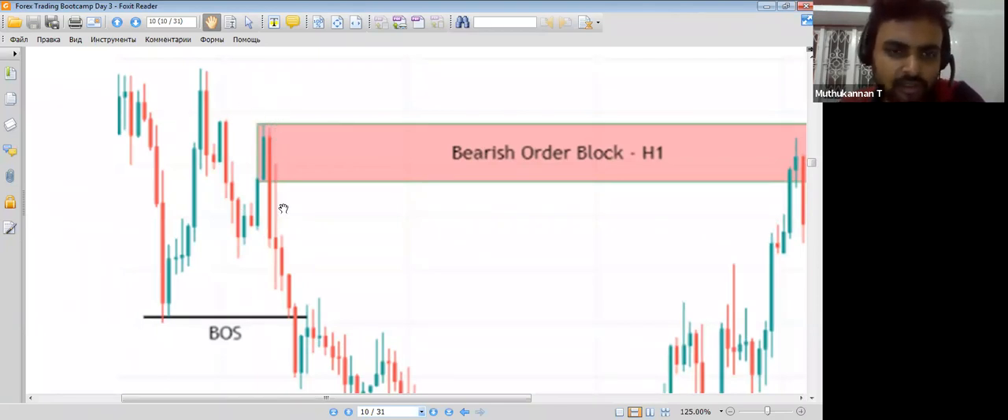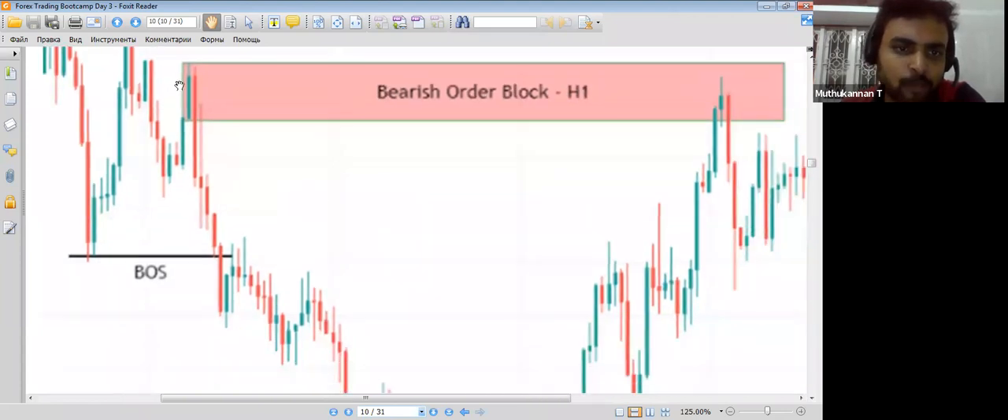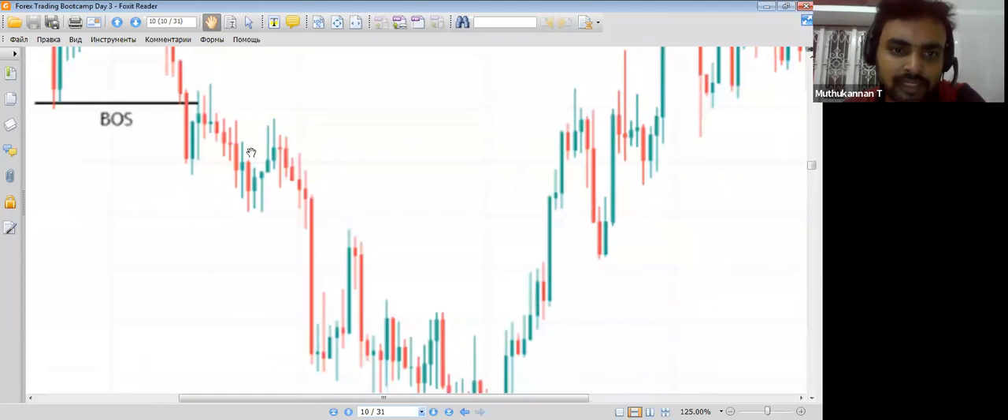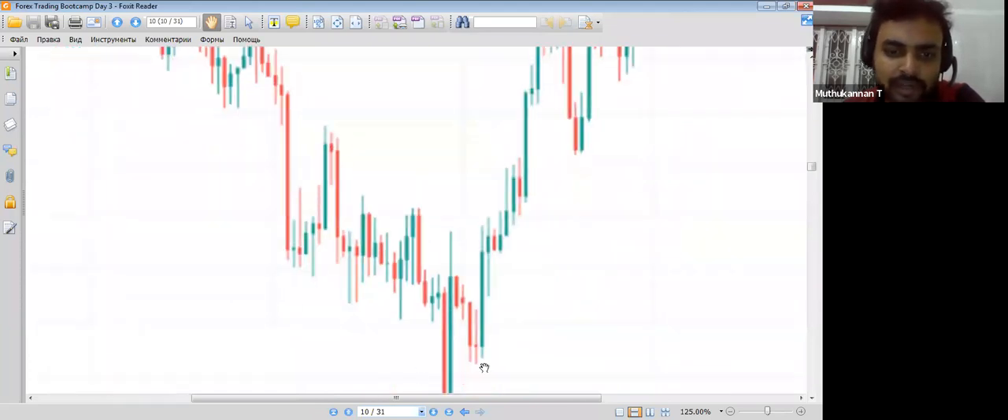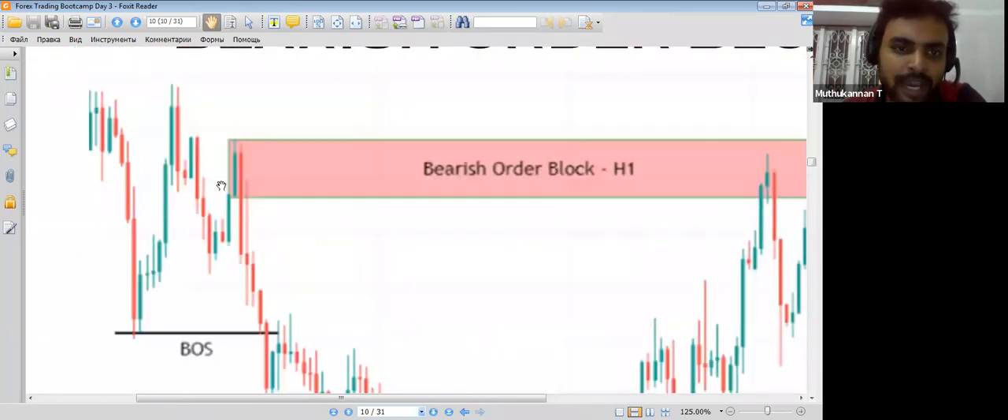Now their selling position is in profit because they sold here and prices went down and they booked their profits, somewhere here. Okay. But this buy position is still open. Still it is in a negative position.